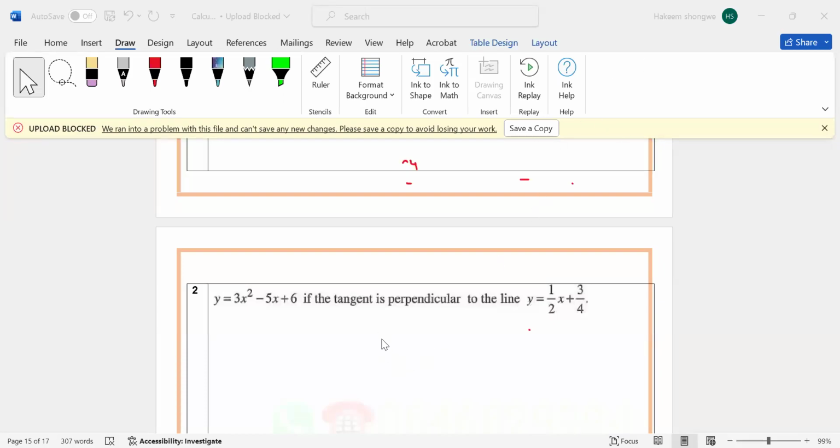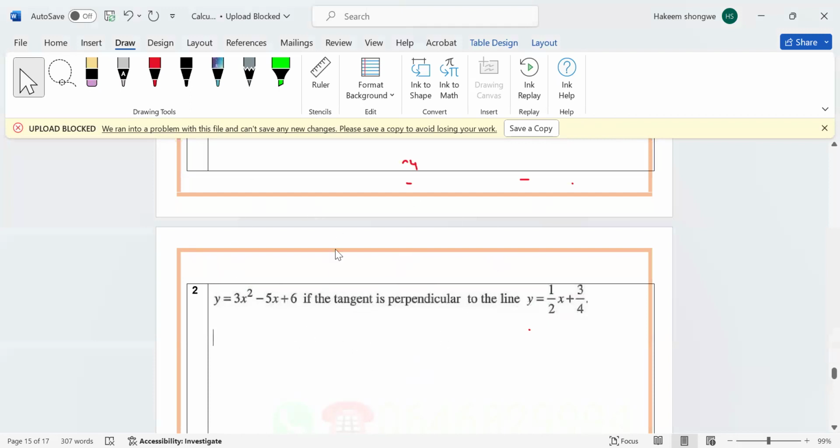Okay, ladies and gentlemen, they say that y is equal to 3x squared minus 5x plus 6, if the tangent is perpendicular to the line y is equal to half x plus 3 over 4. So then let me try to elaborate on what is going on.